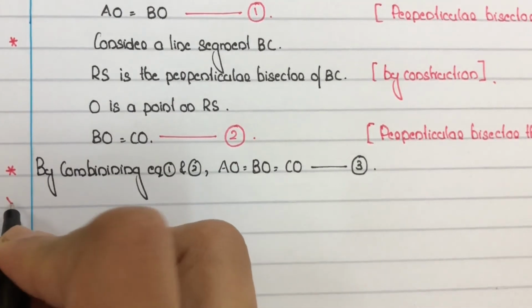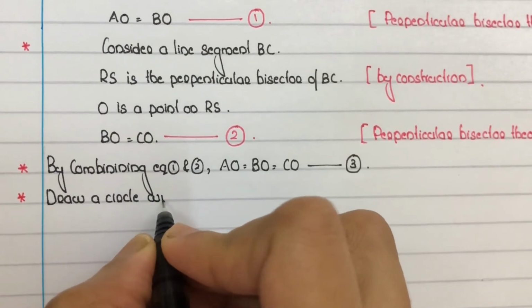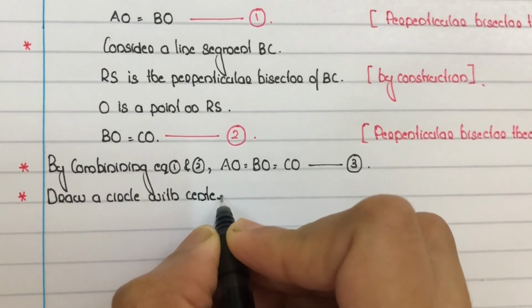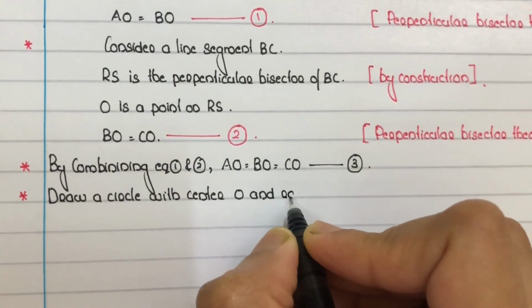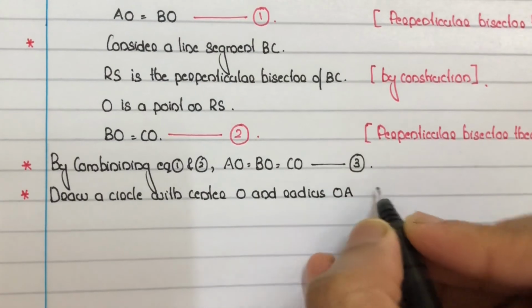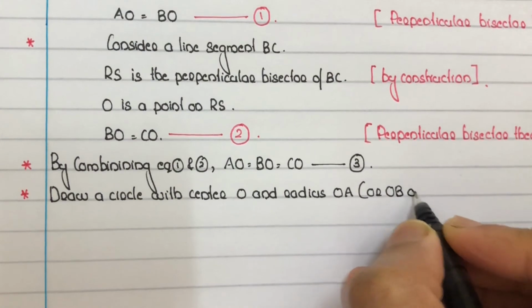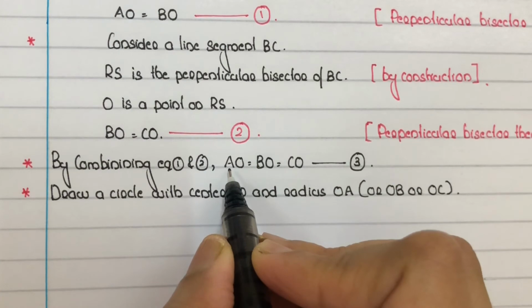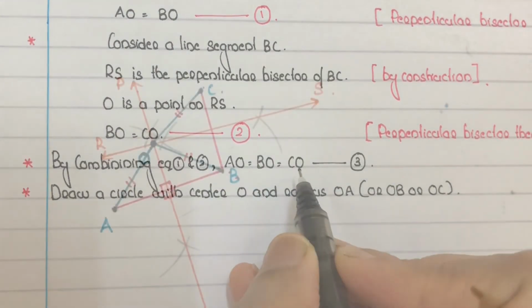Next step, draw a circle with center O and radius OA or OB or OC, because we already proved AO or OA equal to BO equal to CO.